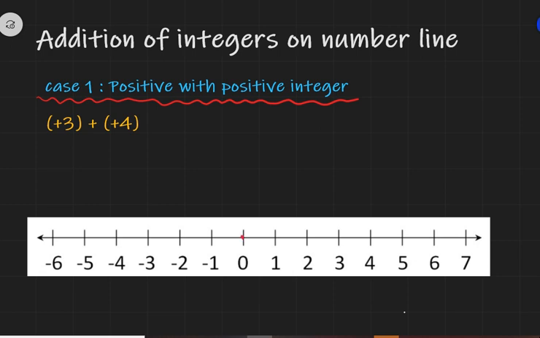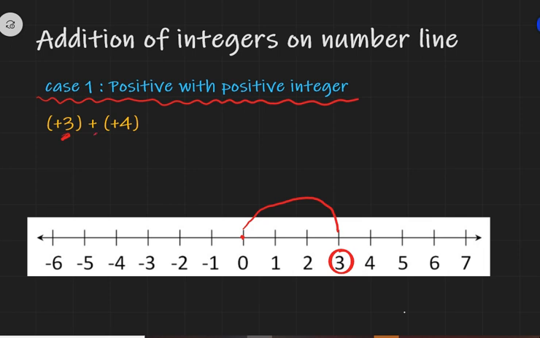So, always we'll start from 0. Plus 3 indicates that we have to go right. Plus 3 means 1, 2, 3. So, we'll first locate the position of the first number, that is plus 3. So, this is the position of the first number, plus 3. What do we have to add? We have to add plus 4.